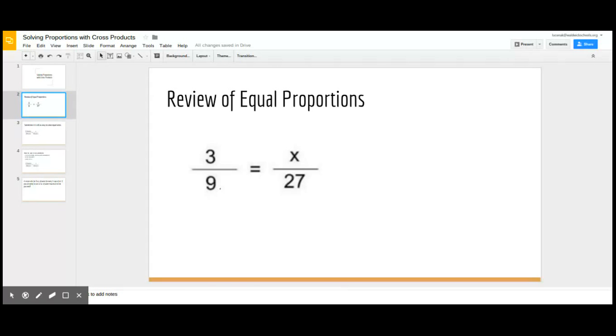Now it's easy to see the relationship of how you get from 9 to 27, where you would multiply by 3 to get from 9 to 27. So if you do the same thing on the top, multiply 3 by 3, then you would get the value x equals 9, and then you've solved the proportion.